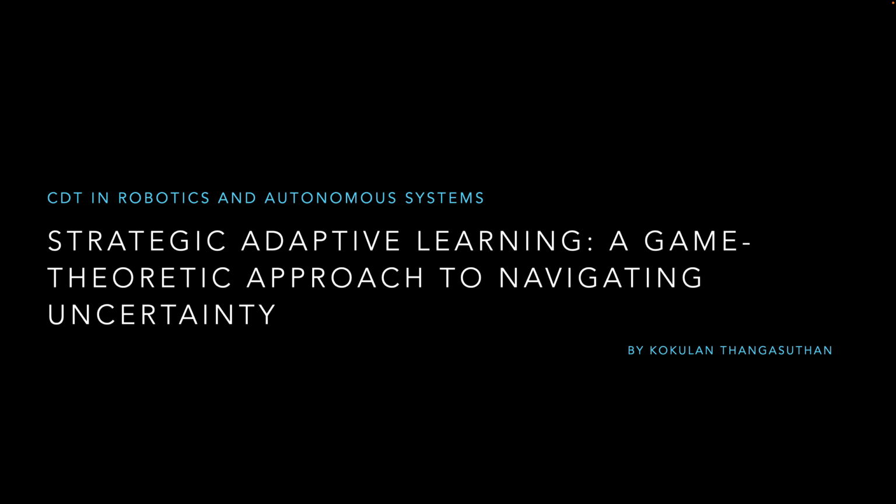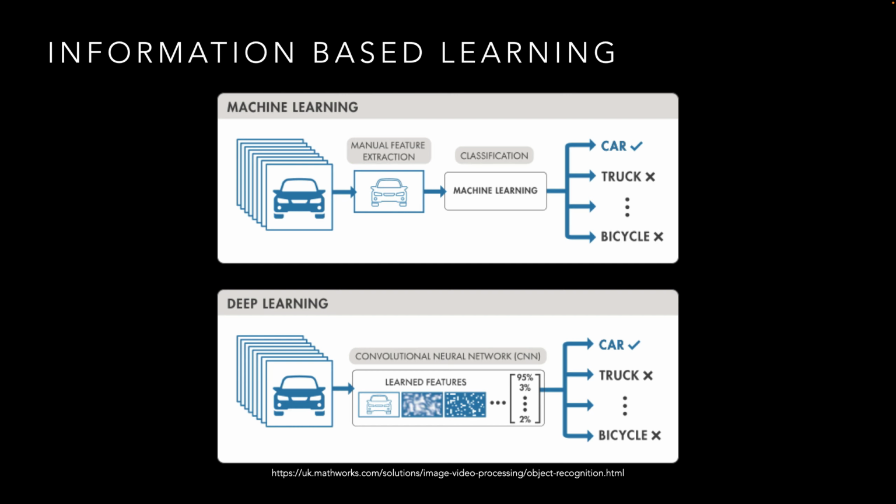To understand my concept of adaptive learning in terms of autonomous systems, first I will cover information-based learning. Information-based learning is the idea of classifying a subject to its label, like object recognition classification, where the model matches certain objects' characteristics to output an object label. Here, as you can see, there are two approaches. The first one is a machine learning approach, and the second one is the deep learning approach.